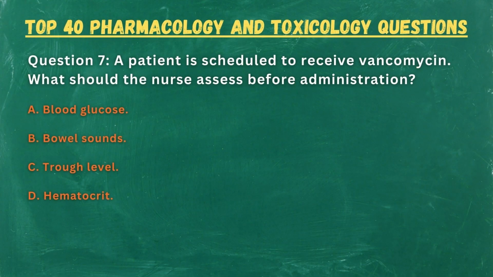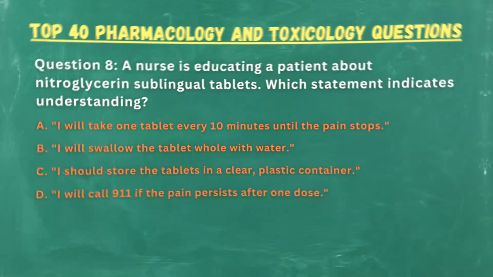Question 7. A patient is scheduled to receive vancomycin. What should the nurse assess before administration? A. Blood glucose. B. Bowel sounds. C. Trough level. D. Hematocrit. Answer: C. Trough level.